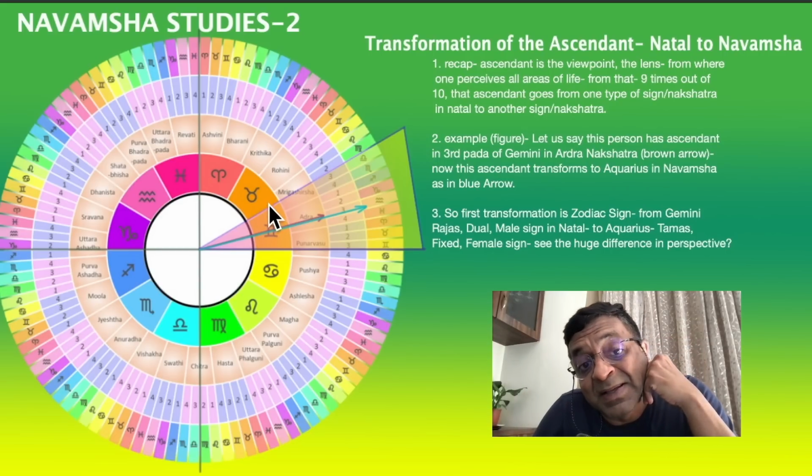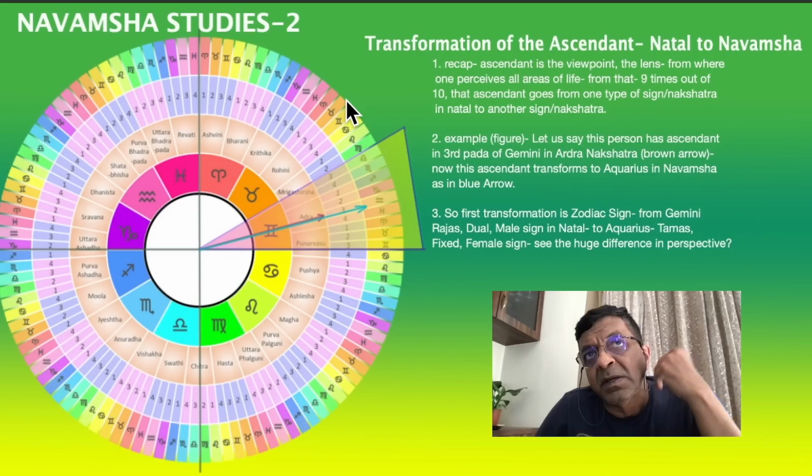The only place where the ascendant will remain the same in the natal and Navamsha will be something like what I'm pointing to here, right? Aries, the first pada. It's Aries in natal and Aries in Navamsha. Or the second pada of Taurus, for example. Where is the Taurus here? See, there's a Taurus sign. It's the second pada of Rohini nakshatra. So there's Taurus here, Taurus there in Navamsha. Those kinds of situations are rare, right?